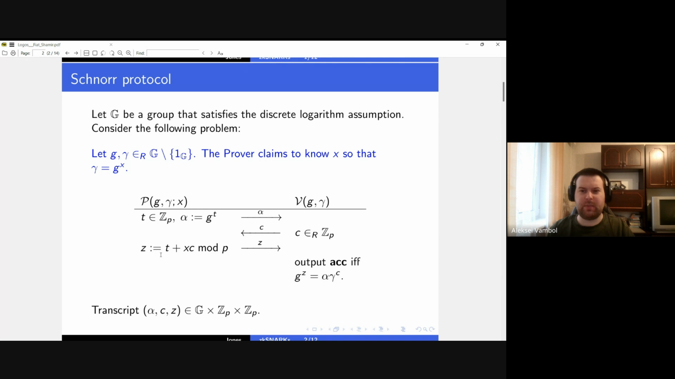Actually, if we're talking about a transcript, then a transcript includes everything the prover says, including the statement, including the messages to the prover, and that's all to make sure that it's true. A message, for example, means if the proof is y equals g to the x, then y is part of the transcript.